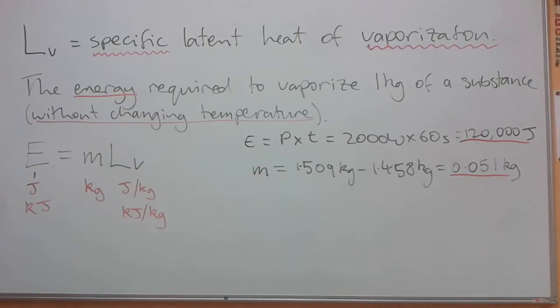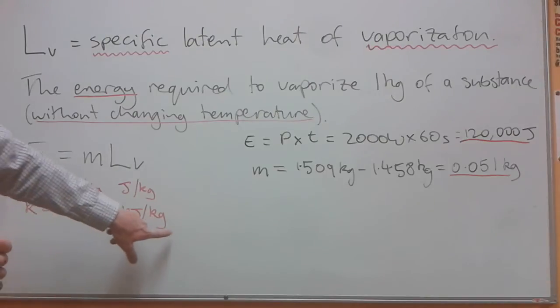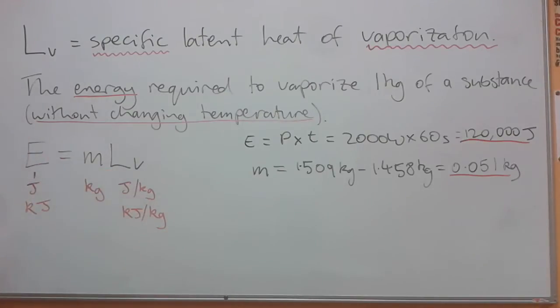Now you've got to be very careful with units here because the units could be different. If you put in your energy in joules and your mass in kilograms, your latent heat of vaporization is going to be in joules per kilogram. But if you put in the energy in kilojoules, then your latent heat of vaporization is going to be in kilojoules per kilogram. And likewise, if your LV goes in kilojoules per kilogram, your energy is going to come out in kilojoules, and so on.